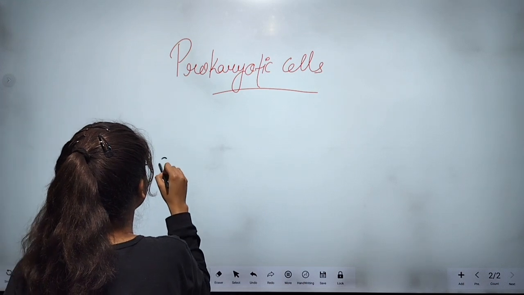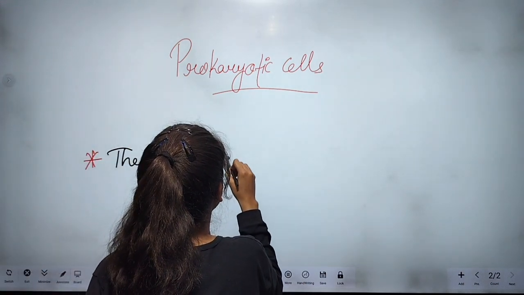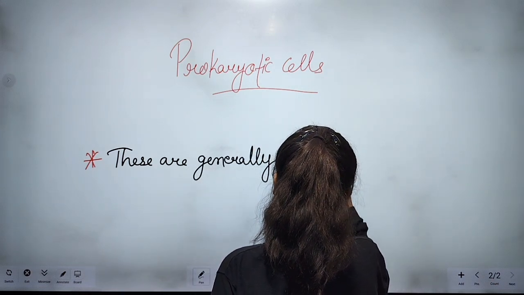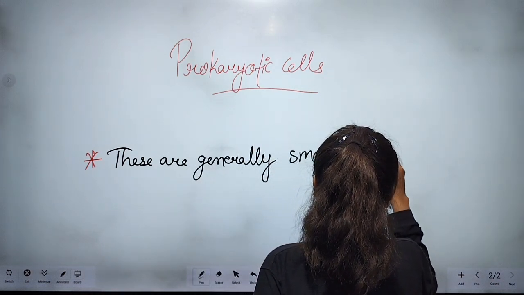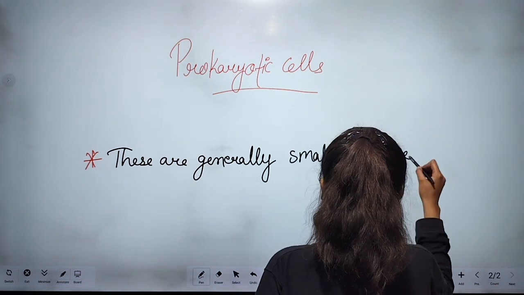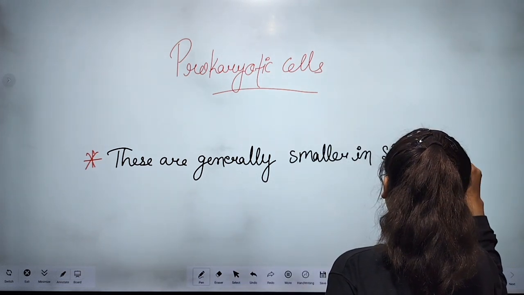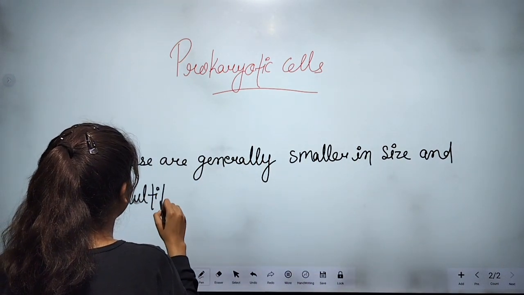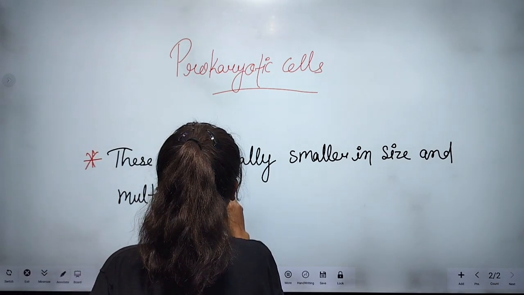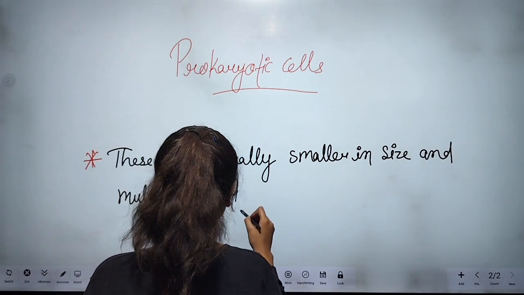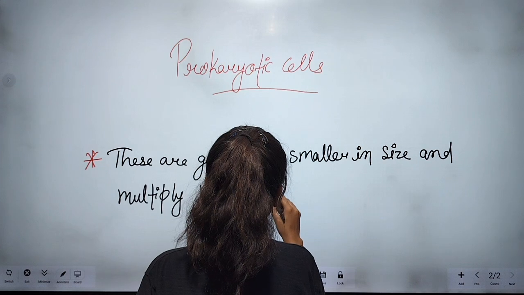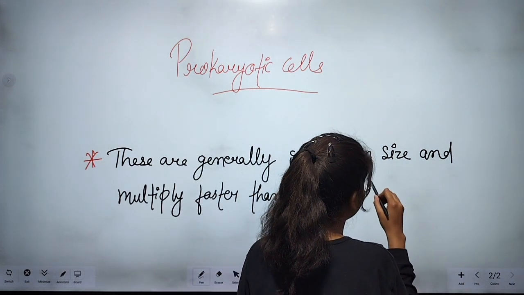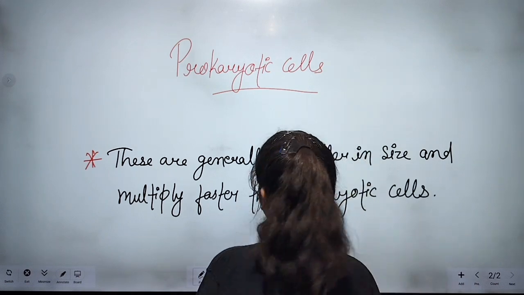these are generally smaller in size and multiply faster than eukaryotic cells.